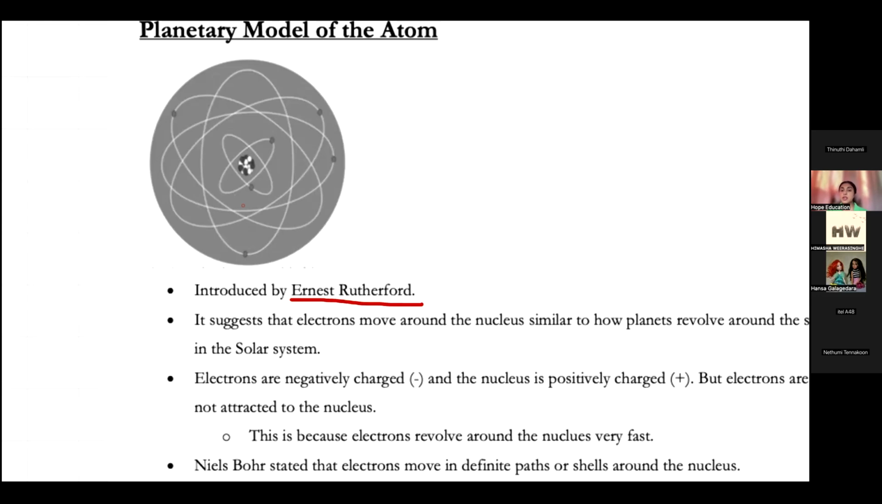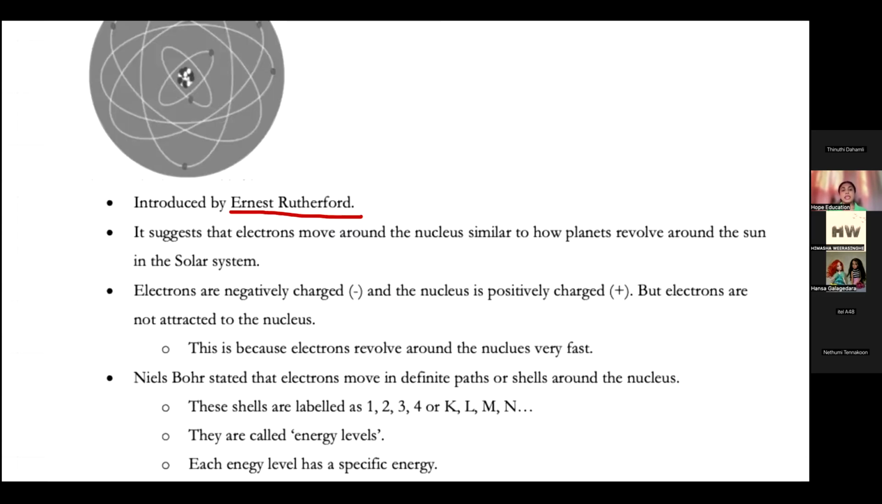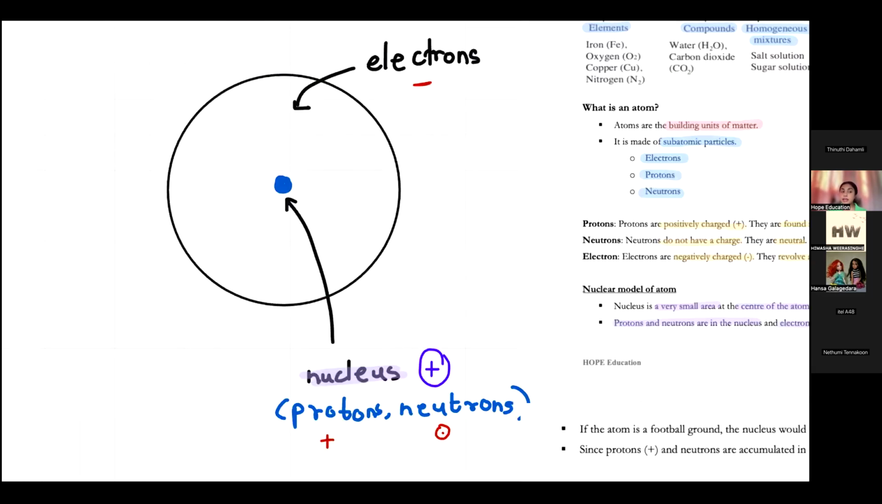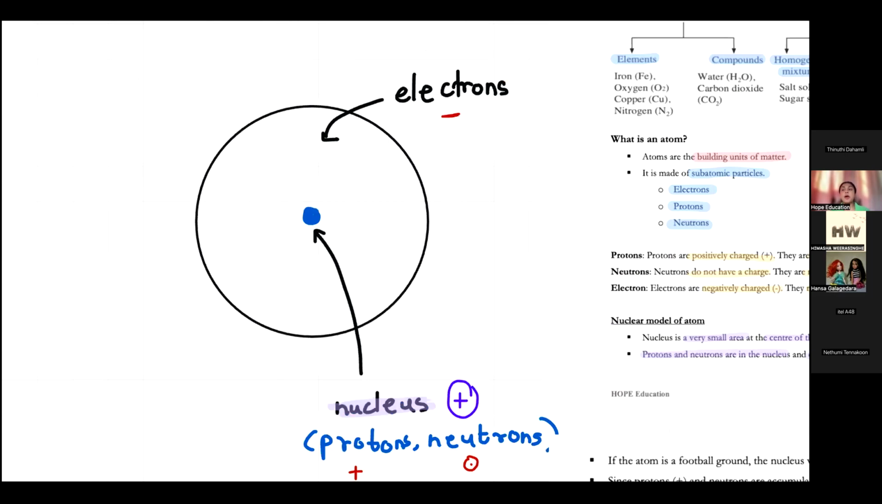It's like the solar system here. It suggests that electrons move around the nucleus similar to how planets revolve around the sun in the solar system. In the nuclear model we only said that electrons are there like this. Then the planetary model is the improved version, right? The upgrade. It says electrons are not just sitting there. If you take this as one electron, it revolves around the nucleus like this.